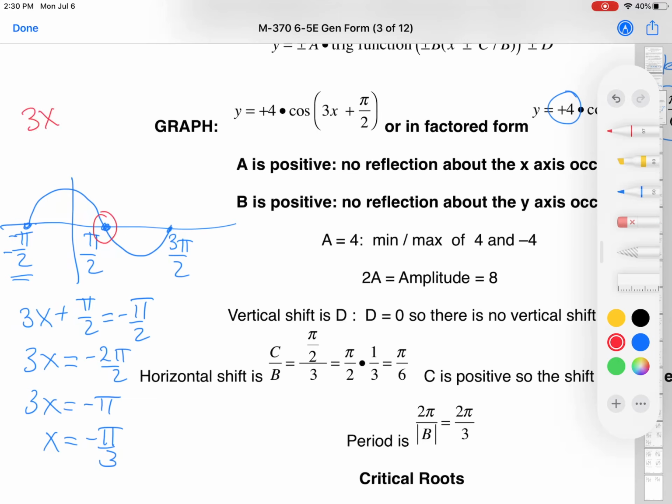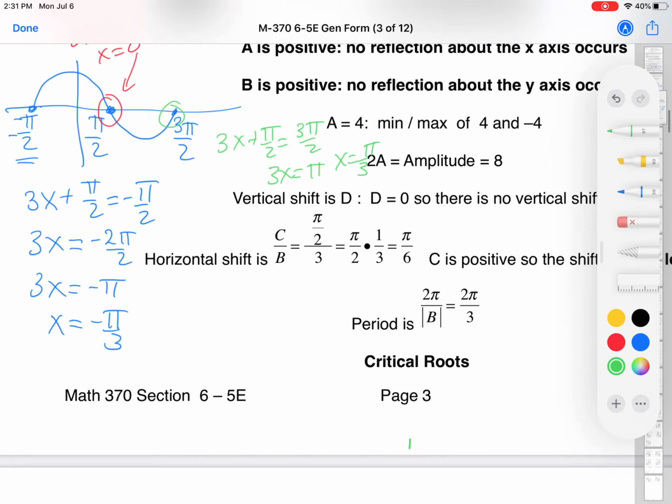So if we wanted to go and get this next root and see where it moves, well, that's easy. We just have to take 3x plus pi over 2 and set it equal to pi over 2. Subtracting pi over 2 gives me 3x is equal to 0, which gives me x is equal to 0. So this new one right here is 0. And then if I wanted this last one, 3 pi over 2, I set my 3x plus pi over 2 equaling 3 pi over 2. Subtract it off and get 3x is equal to pi, or x is equal to pi over 3.